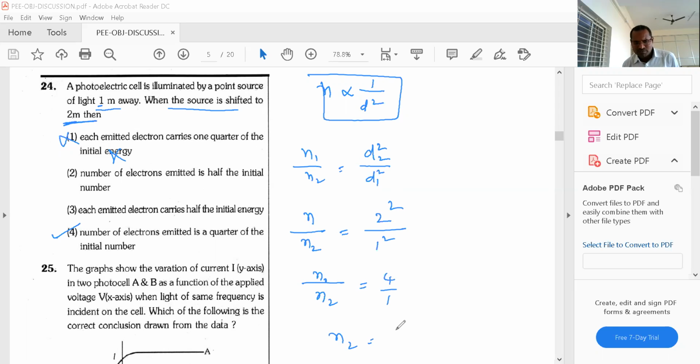Then what is N2? N1 by 4, cross multiply it. So the number of photons is reducing by 1 by 4, meaning a quarter. Correct. Option 4 is the right answer. Got it? Getting it, students? Okay? Clear? Yes, the 24th question is over.